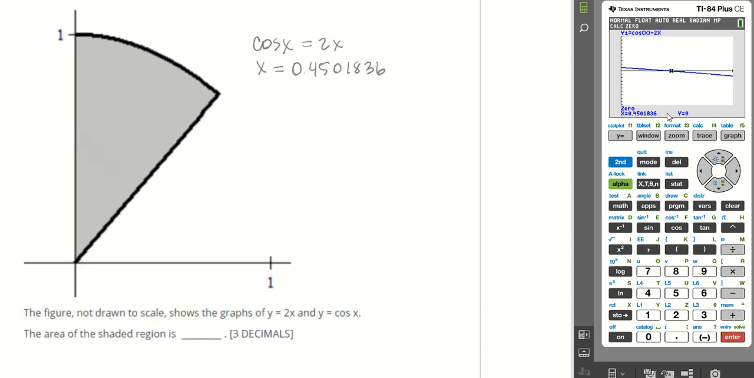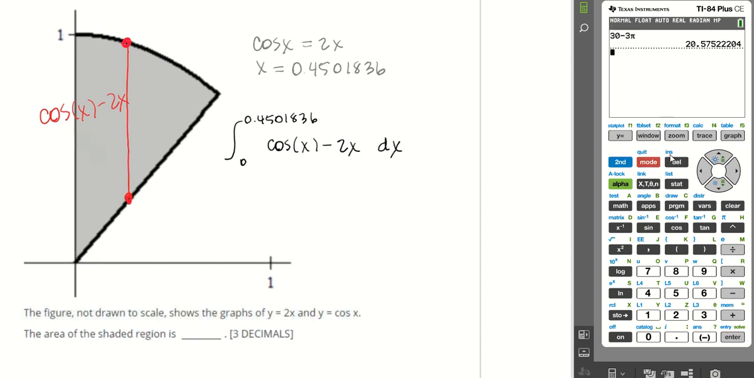Okay. And right, so the area of the shaded region is going to be the integral from x equals 0 to x equals this number of top minus bottom. Now in this case, top is cosine x and bottom is 2x, so I'm going to write cosine of x minus 2x like that. It's my height, and that's going to be my integrand as well. And since I've already got that in y1, I'll probably use that rather than trying to type that again.